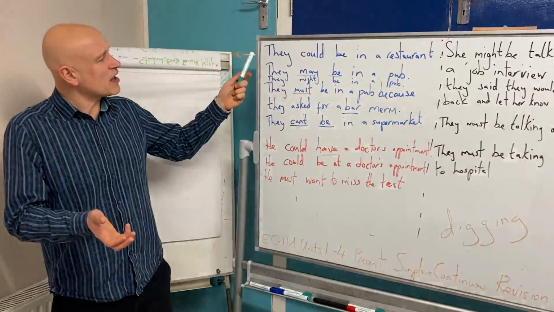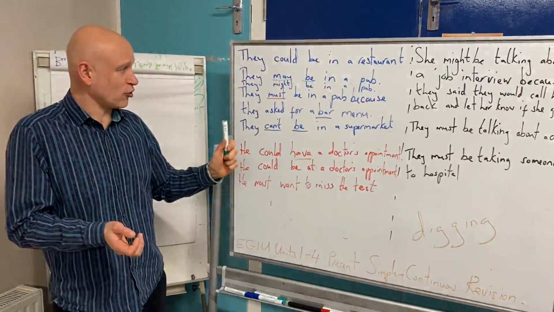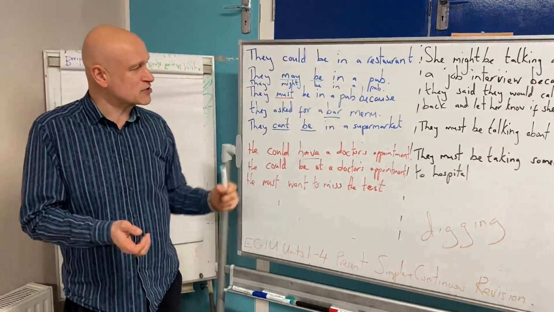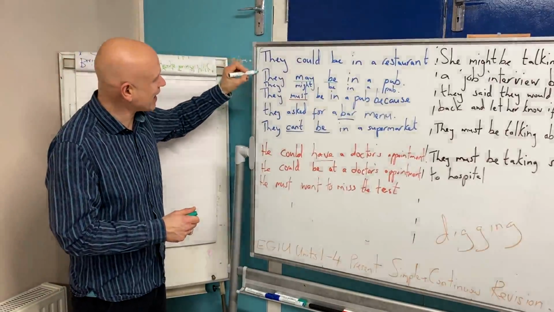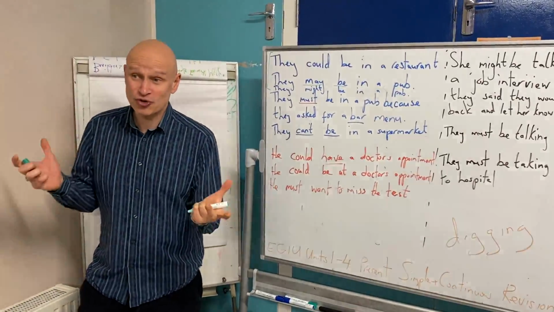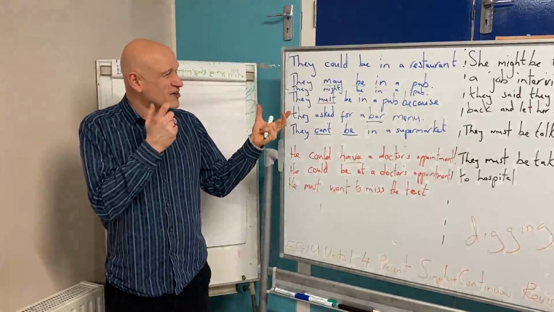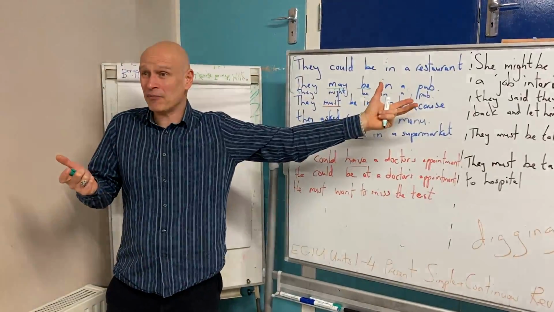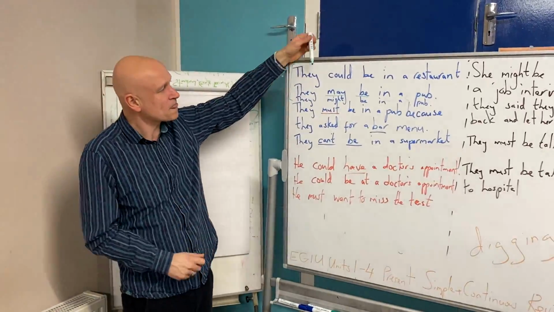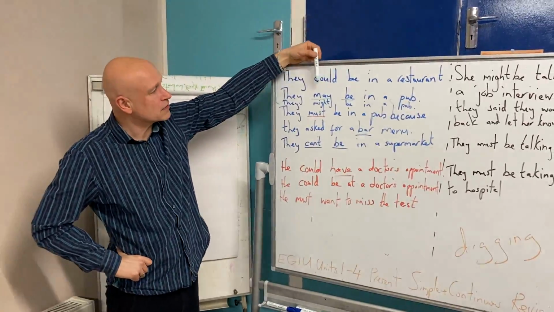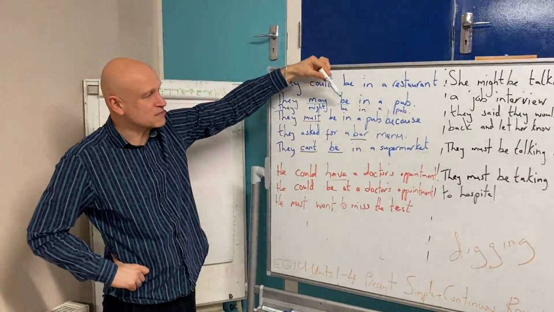And we could say, they could be in a restaurant, or they might be in a restaurant, or they may be in a restaurant. Now, we use this language when we're not sure about something. Like, they might be in a pub, but we don't really know yet. So we use this language. They could be, they may be, they might be.